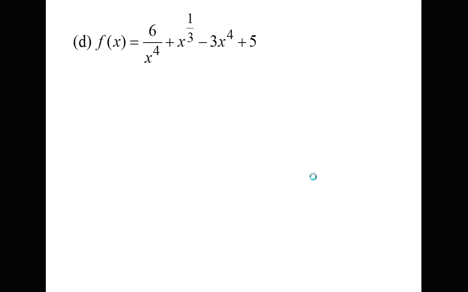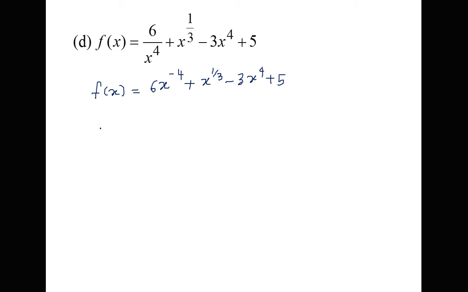Okay, next D. So, kita differentiate satu-satu, tapi macam biasa sebelum kita differentiate, kita adjust dia. X power 4 ni kita bawa dia naik atas sebelum kita differentiate. So, you akan dapat f x equal to 6x power negative 4 plus x power 1 over 3 minus 3x power 4 plus 5. And then baru kita differentiate.